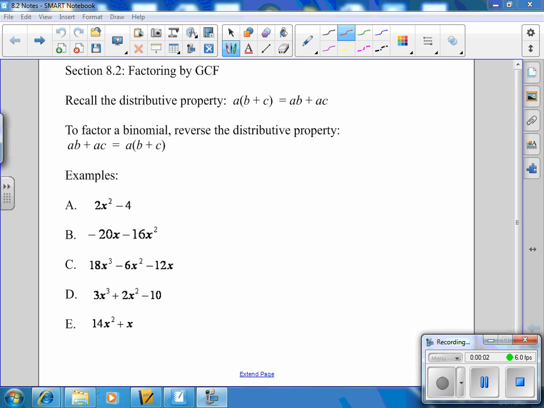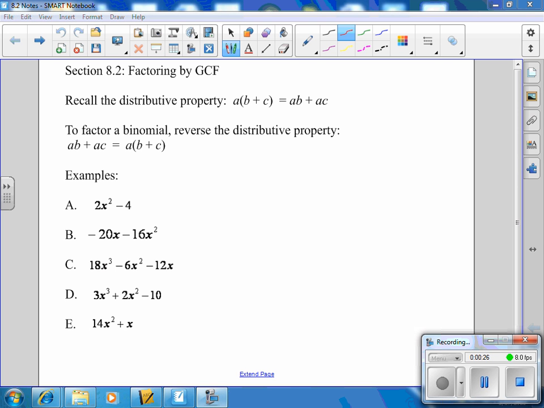Alright, so now that we know all about what a GCF is and how to find it, we can take that greatest common factor and factor it out of expressions. And this is going to help us get to the point where we were with the Frogs and the Fleas book where we factored trinomials. But before we can do that, we need to factor different things.